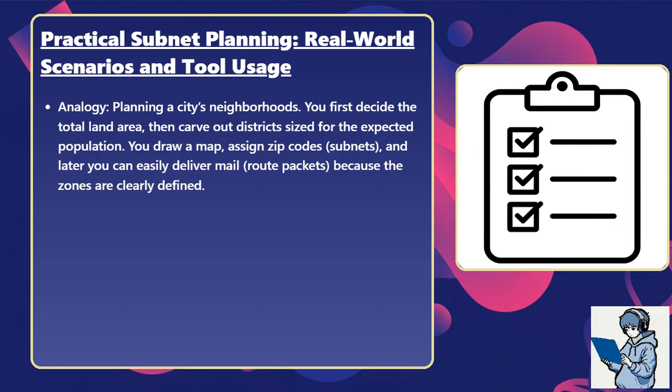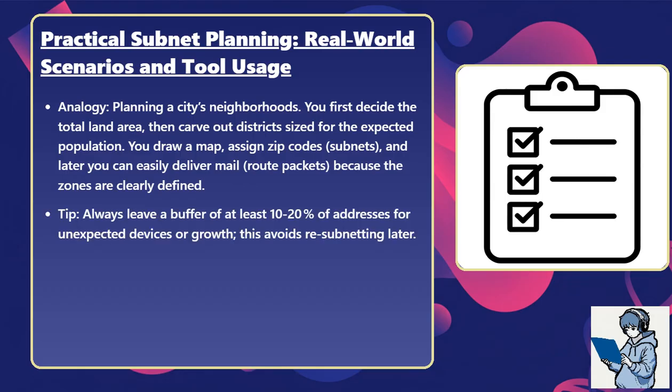You first decide the total land area, then carve out districts sized for the expected population. You draw a map and assign zip codes, or subnets, and later you can easily deliver mail, or route packets, because the zones are clearly defined. Tip: always leave a buffer of at least 10 to 20% of addresses for unexpected devices or growth. This avoids resubnetting later.